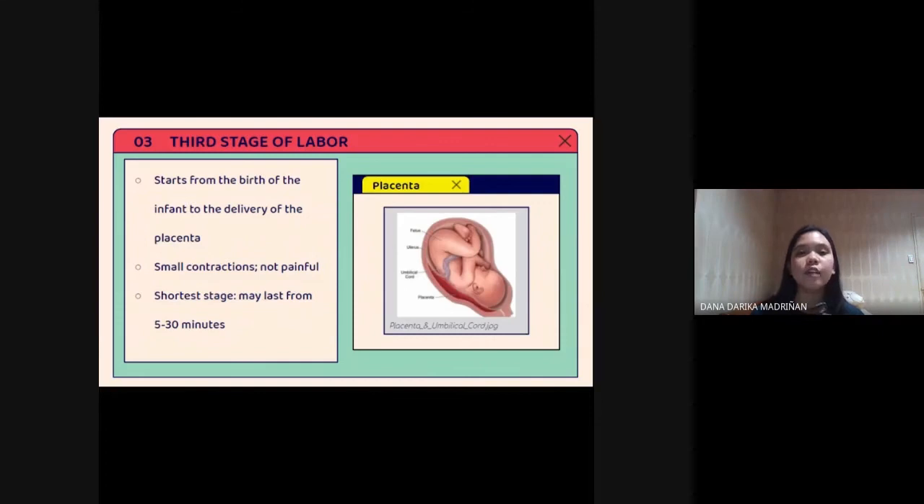And ito rin po ang responsible sa pagtatanggal ng mga waste products po ni baby habang nasa loob pa po siya ni mommy. And additionally, the mother may feel small contractions po, pero dito po sa stage na to, it's not gonna be painful po as compared to the other stages po. Hindi na po siya masakit. And out of the 3 stages po ng labor, ito po ang pinakamaiksi, lasting about 5 to 30 minutes po lamang.